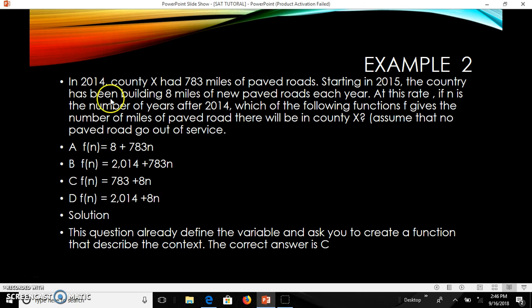Now, among these options, they are writing this in equation form, and based on what I told you, the best answer here should be C. This is the initial amount, 783, plus the new road rate of 8, and this n is the number of years. So the answer is C.